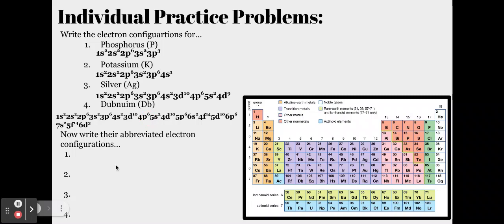Now writing these abbreviated electron configurations for phosphorus, that's the answer, and for potassium, that's the answer. Now for silver, where's silver? Oh, okay, so the closest noble gas that's less than silver is krypton, and then you have to account for those additional electrons, and that's 5s2, and then 4d9. And then for dubnium, the closest noble gas is radon, and then you have to include 7s2, and then 5f14, and then 6d3. All right, that's all.